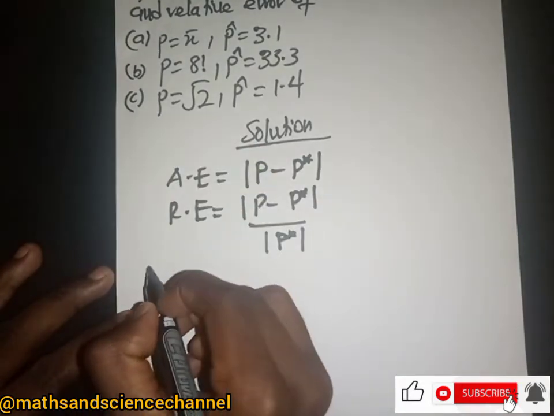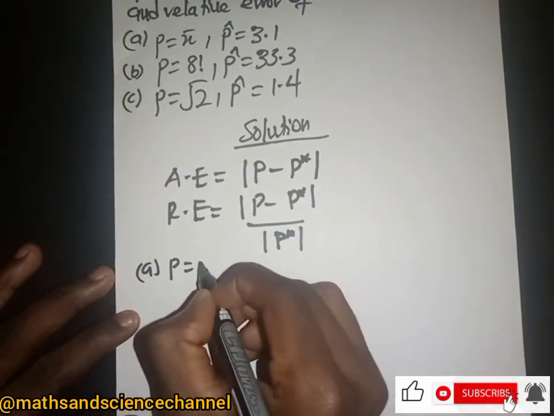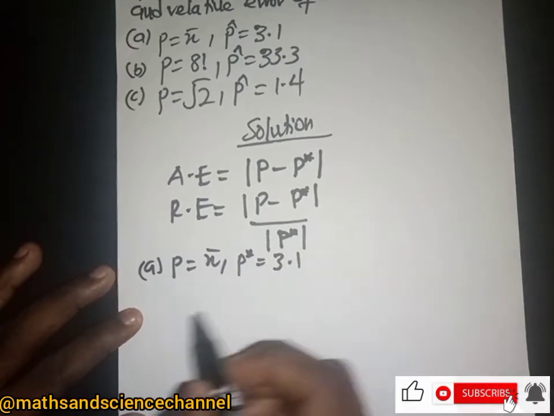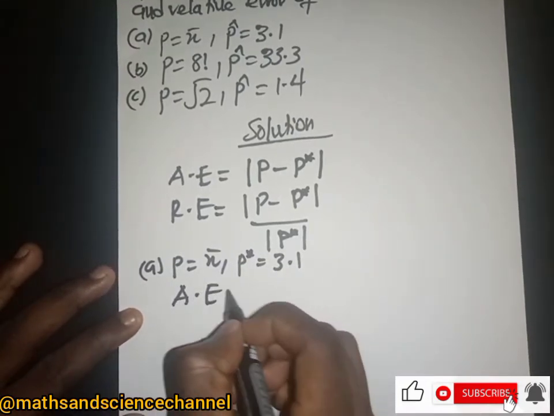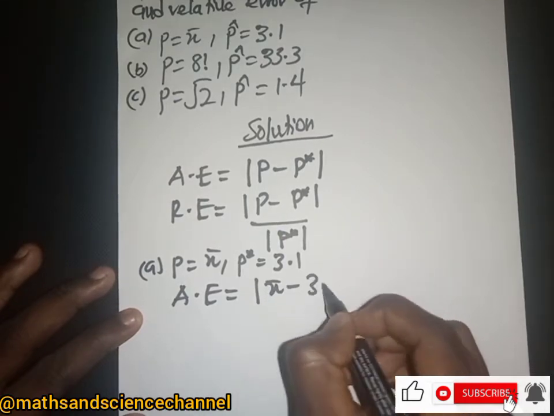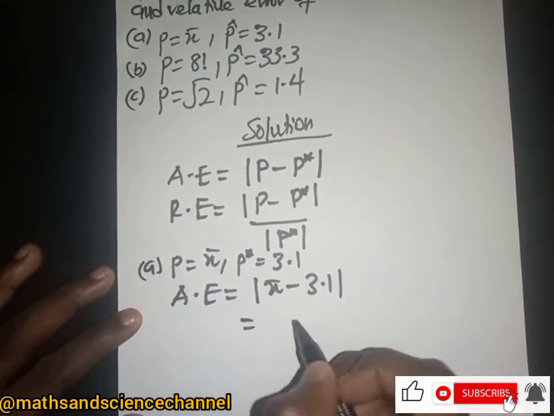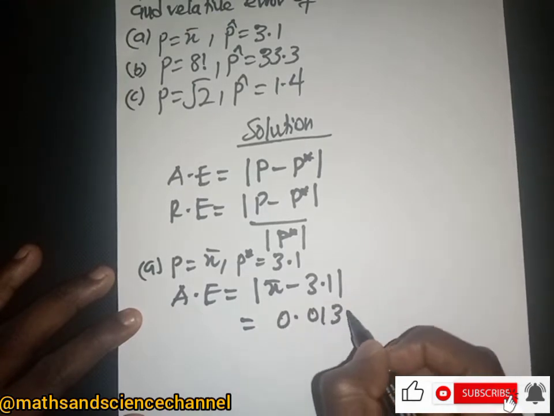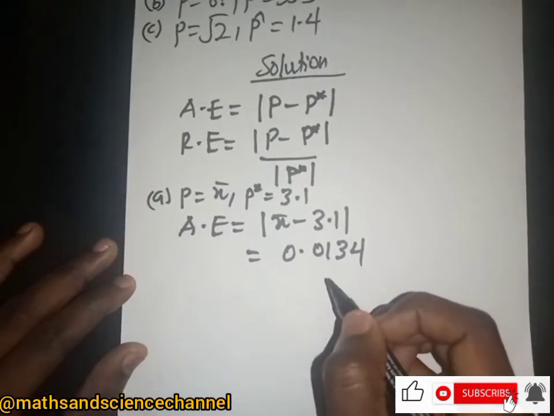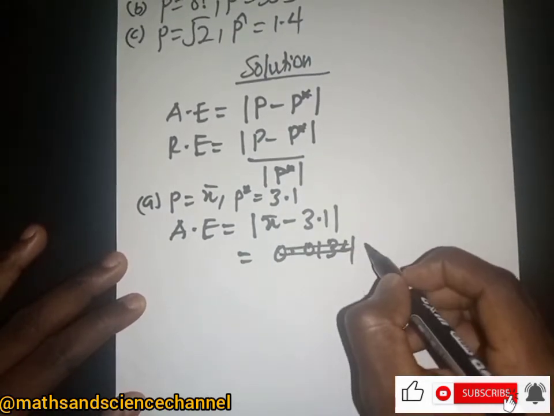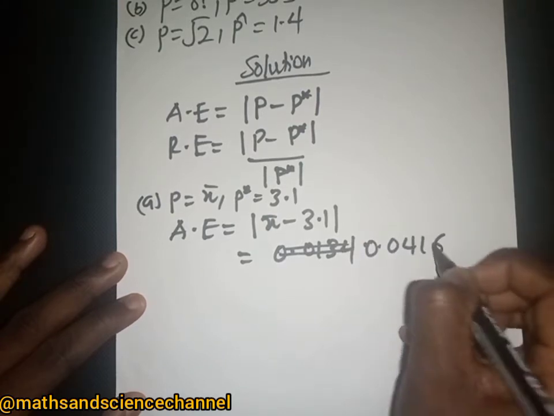So for the first part, where p is equal to pi and also p star here is equal to 3.1, and therefore the absolute error here will be the absolute value of pi minus 3.1, and this is just going to give us 0.0134. Sorry, it's just going to give us 0.0416.